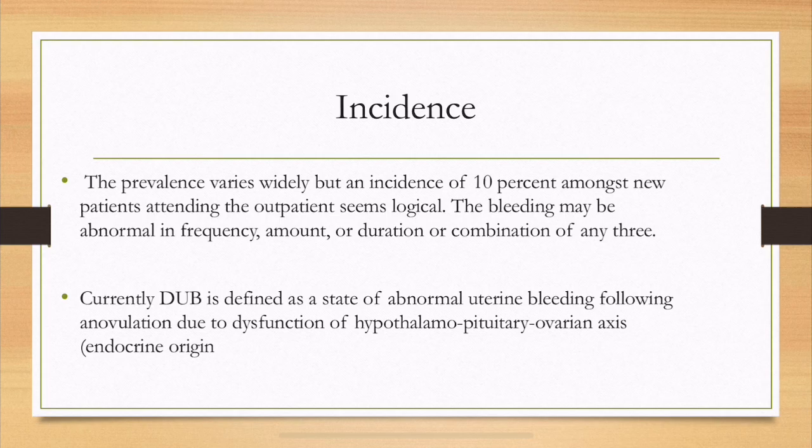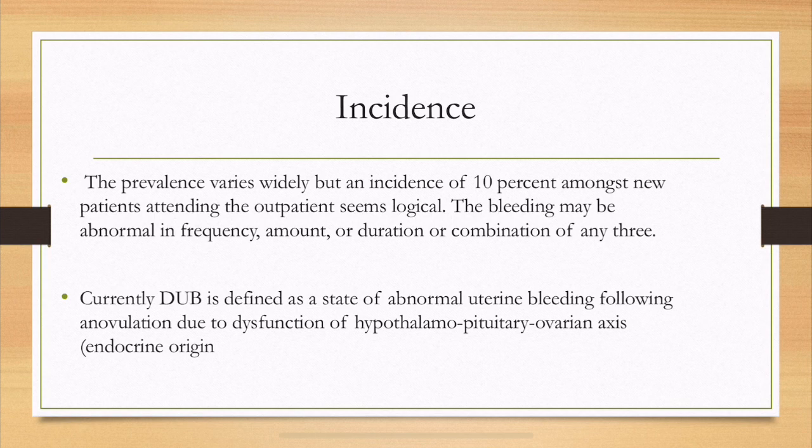Currently, dysfunctional uterine bleeding is defined as a state of abnormal uterine bleeding following anovulation. So DUB, dysfunctional uterine bleeding, occurs following anovulation. Ovulation does not occur, resulting in DUB due to the dysfunction of the hypothalamo-pituitary-ovarian axis.